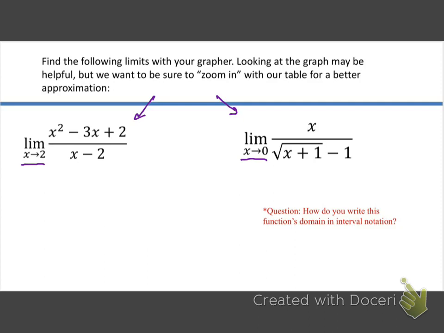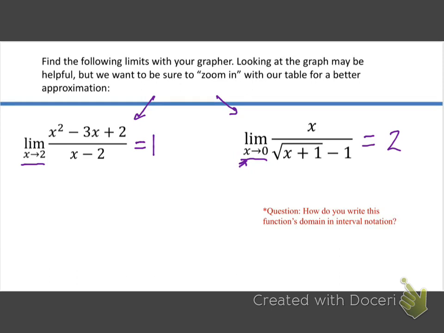Okay, in this left example, hopefully we saw with our grapher that the limit is 1. It's approaching 1 from both sides as you look at the table or look at the graph. And in the right example, we get that the limit is 2 as x approaches 0. Now down below, I have an alternate question. How do you write this function's domain in interval notation?